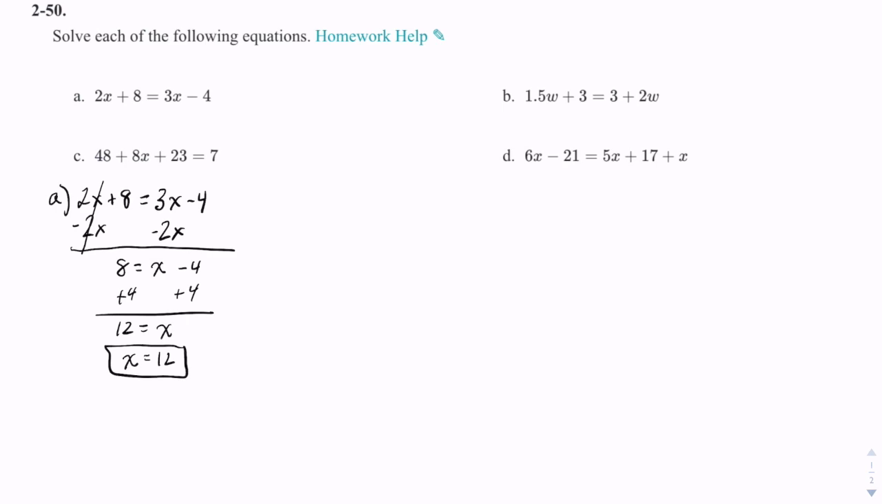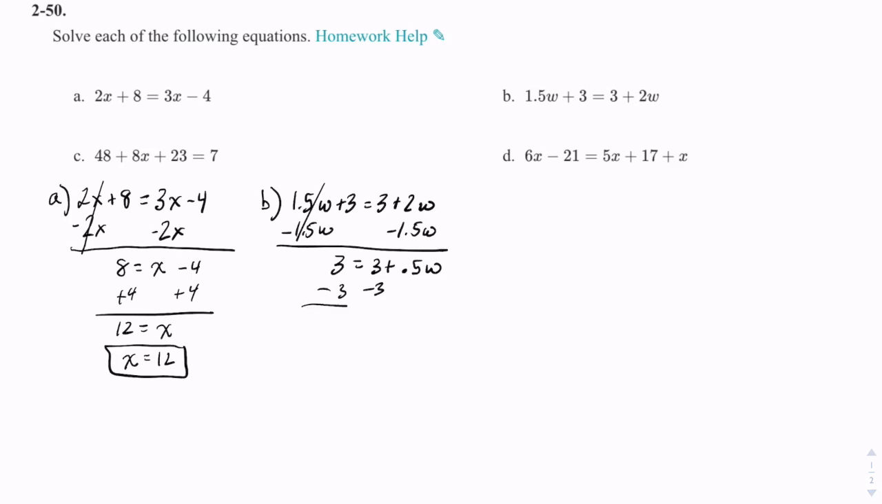Okay, let's do B. B, I have 1.5w plus 3 equals 3 plus 2w. So I'll subtract 1.5w from both sides. And I'm subtracting the smaller ones. That cancels, and I get 3 equals 3 plus 2w minus 1.5w. That's a half of a w, right? Now I'll subtract 3 from both sides, and I get 0 equals 0.5w.